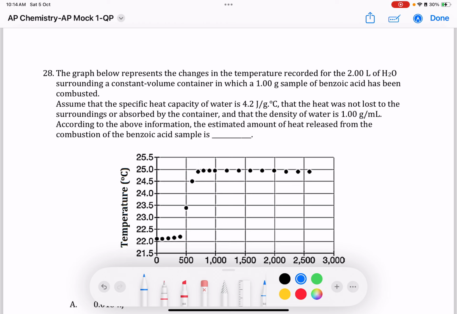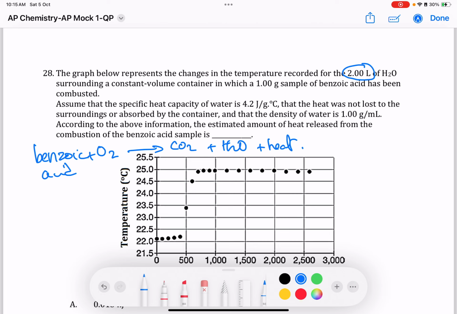Next, the graph below represents the changes in the temperature recorded for 2 liters of H2O surrounding a constant volume container in which a 1 gram sample of benzoic acid has been combusted. Oh, a calorimeter. So we are doing the combustion of benzoic acid. Benzoic acid reacts with oxygen, of course, to produce CO2 and H2O and some amount of energy. So we have 2 liters of H2O for which we are going to see how much the temperature is going to change.